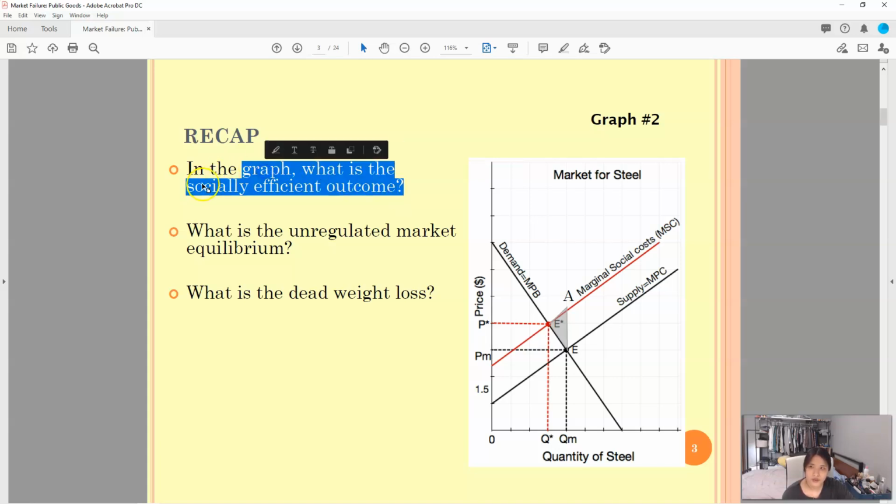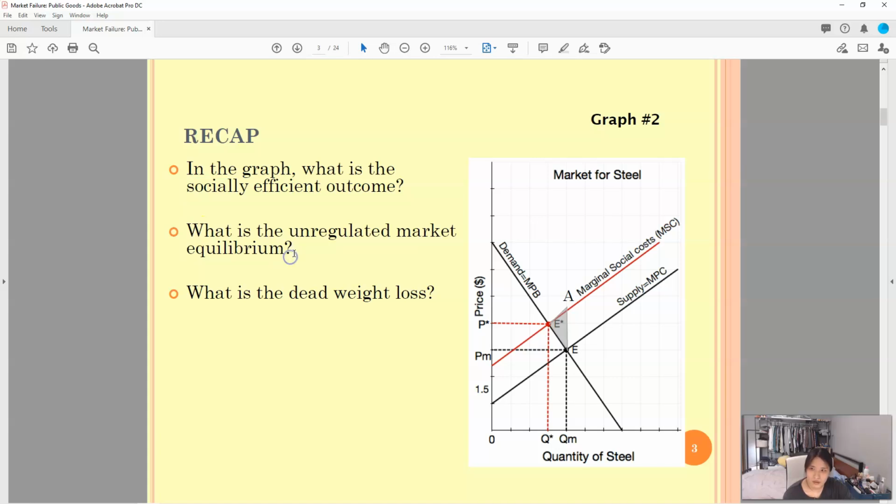Second, in the graph, what is the socially efficient outcome? The socially efficient outcome is determined by the marginal benefits curve and the marginal social cost curve. So E star is the socially efficient outcome. What is the unregulated market equilibrium? It is determined by the marginal private benefits and marginal private costs. Their intersection would be E. So the answer for question 2 is E.